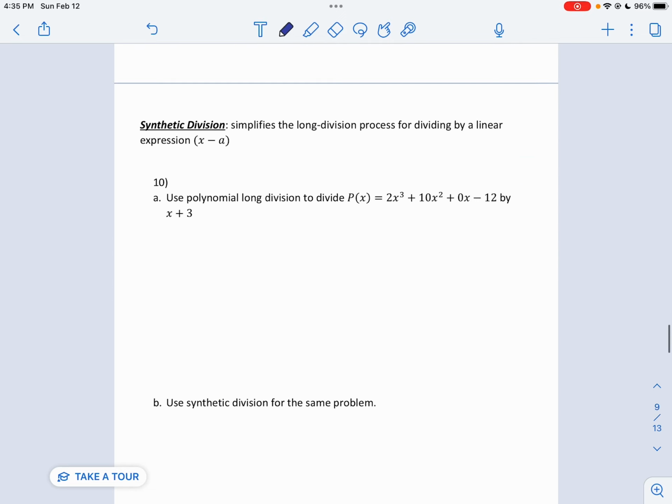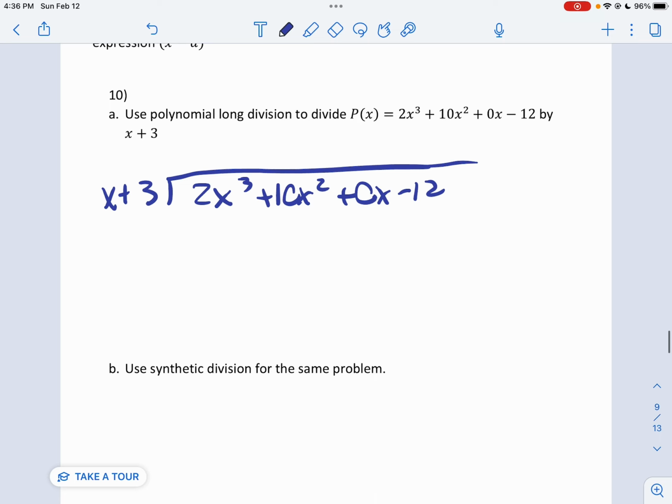Okay, so now we're going to learn something called synthetic division. So long division should always work. Obviously, at times it is long. And let's see how we can maybe find a shortcut for very particular examples. So let's do this one out the long way. X plus 3 dividing into 2x cubed plus 10x squared plus 0x. That was nice of them to give us the placeholder so we didn't forget.